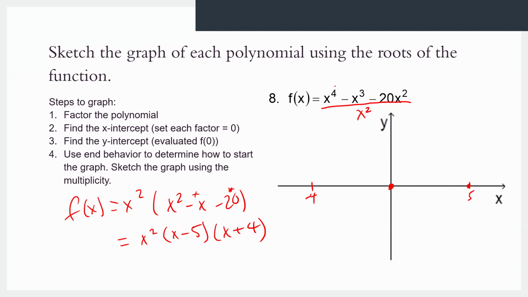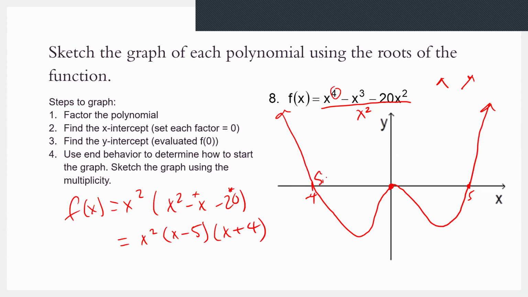You have a 4th degree positive polynomial, so you're waving your hands just in the air like you don't care. So I'm going down, coming up, going down, going up. It is a W. Single, double, single. Good job. Okay, so we had a single root, a double, and a single.